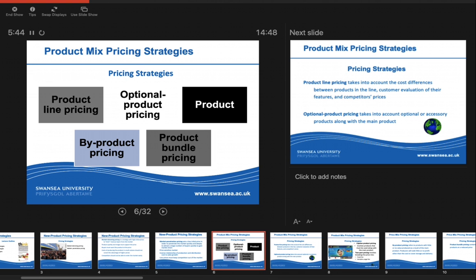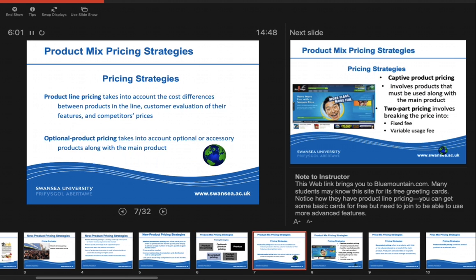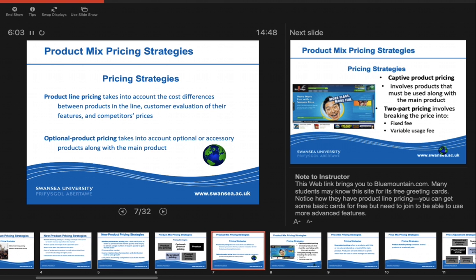So some of the mixed strategies that we have. Okay, so there are more than 5, but we're going to concentrate on some of these 5 areas here: product line pricing, optional product pricing, by-product pricing, and bundle pricing. So what these are in brief detail.